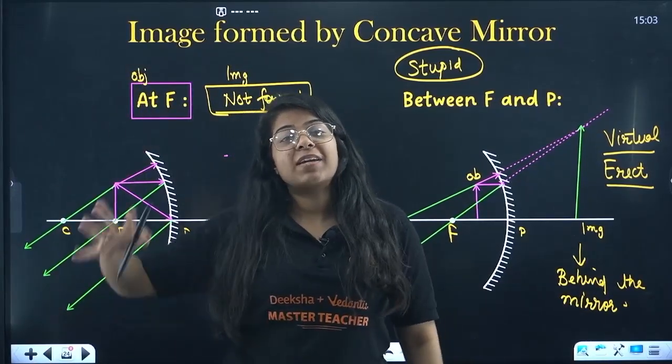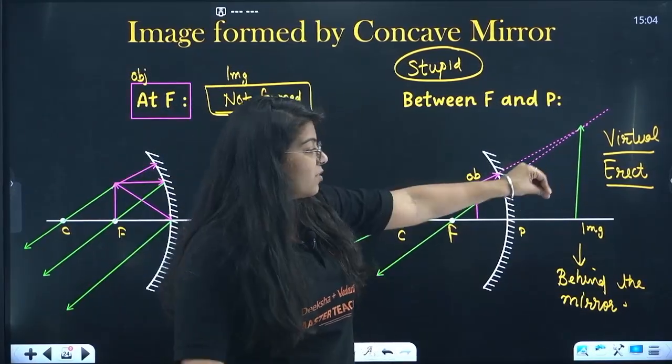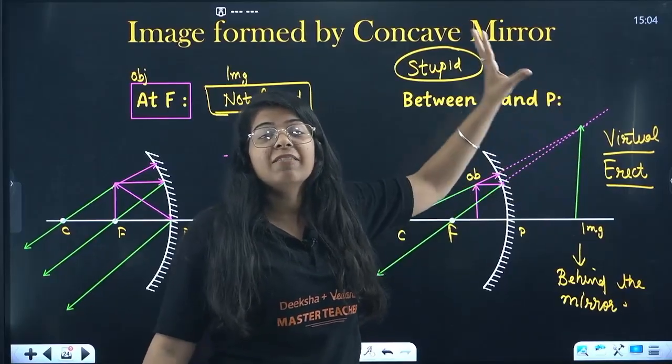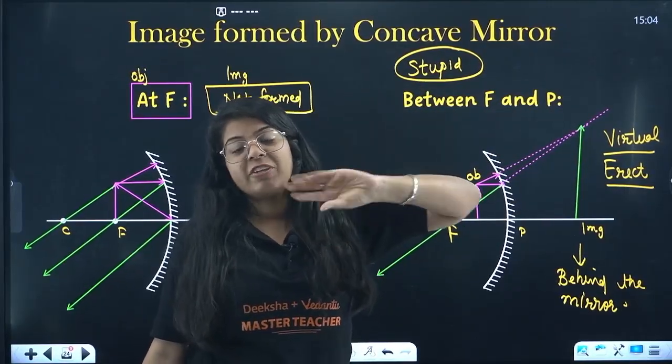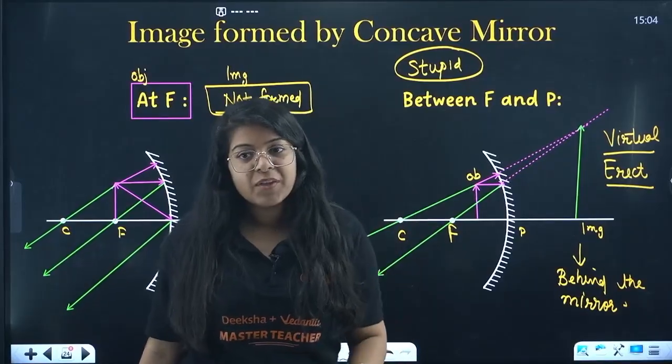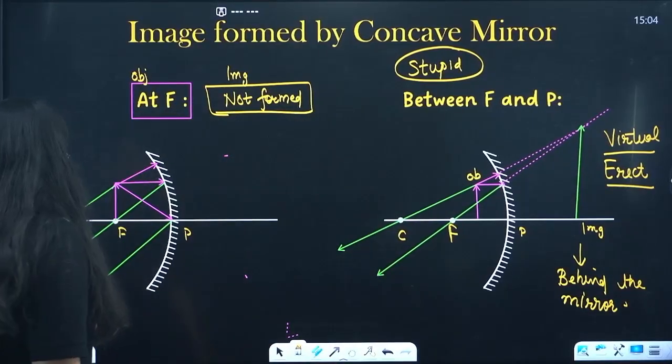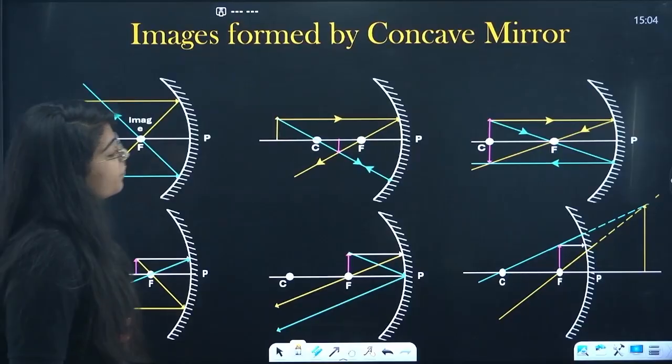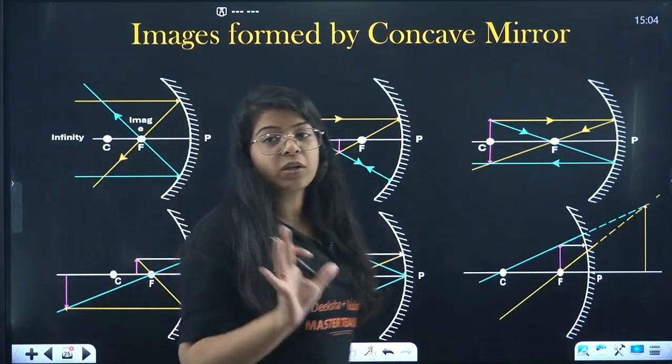In all these 5 cases, we have inverted image. In this 6th case, we have erect image. Done? Understood? Okay. Till here, beta, we are done with our concave mirror. These are the 6 cases of concave mirror.